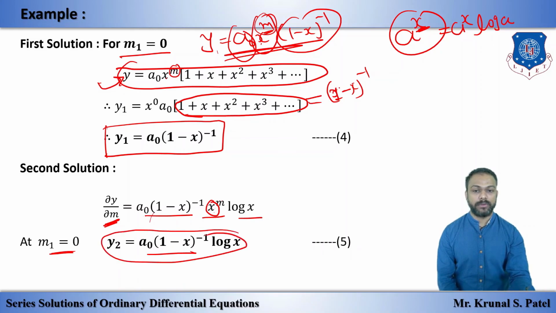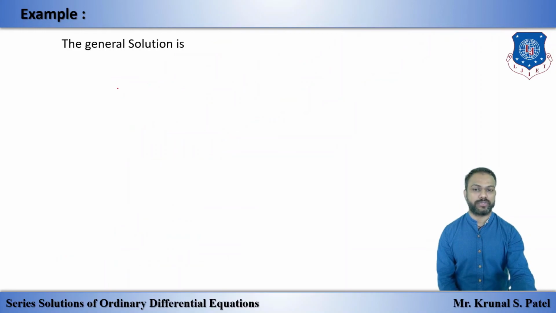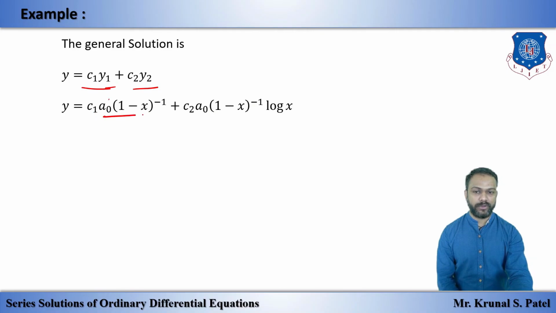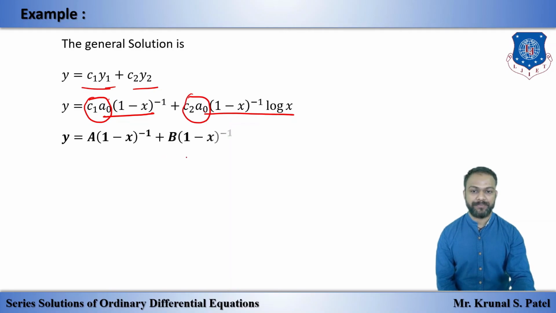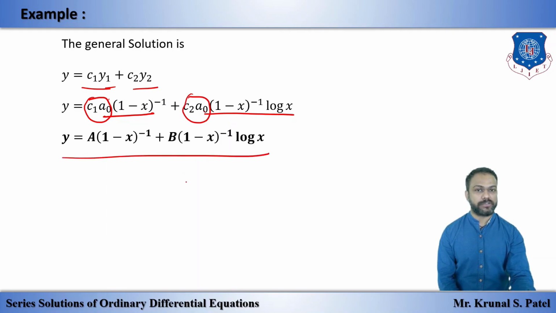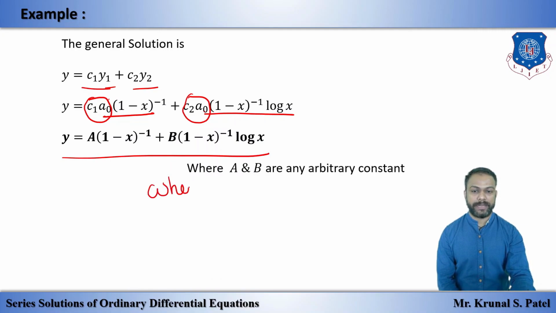Okay, and now after getting the first solution and second solution, we will just write down the general solution. y is equal to c1 y1 plus c2 y2. We will put in the value of y1 and the value of y2, and as in the previous case, c1 a0 we will take as capital A, c2 a0 we will take as capital B. So this is the final general solution, where A and B are arbitrary constants, and also write down that the value of A is c1 a0, and the value of B is c2 a0. Okay, so this is our case number 2.